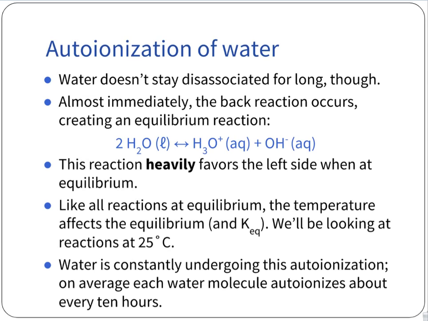So instead of just being a reaction that goes from the water, breaks apart into the hydronium and the hydroxide, immediately we get the reaction back the other way, so that the hydronium and the hydroxide recombine to form water. So it's an equilibrium reaction. Now, this equilibrium reaction very heavily favors the left side at equilibrium. We end up with very huge amounts of water and very small amounts of hydronium and hydroxide. Doesn't mean there's none of it, but there's a very, very small amount.